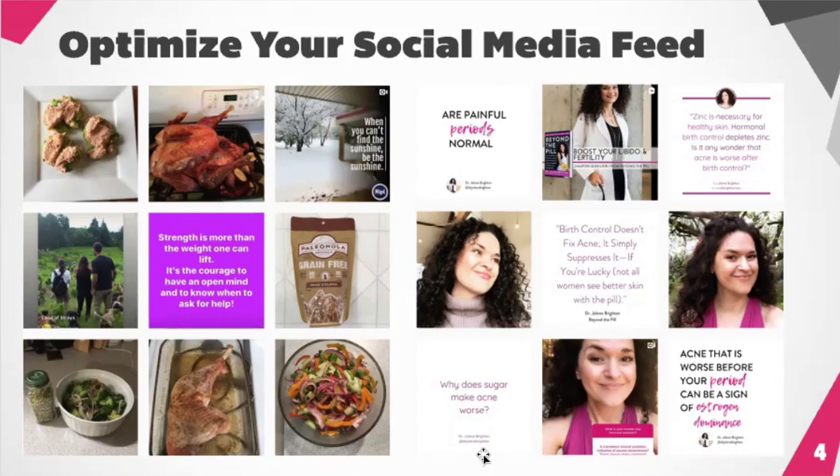Talk about birth control. Why does sugar make acne worse? And you will obviously realize that hormones are involved too. Acne worse before your period can be a sign of estrogen dominance.